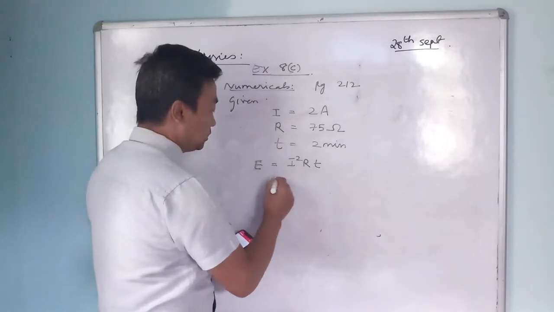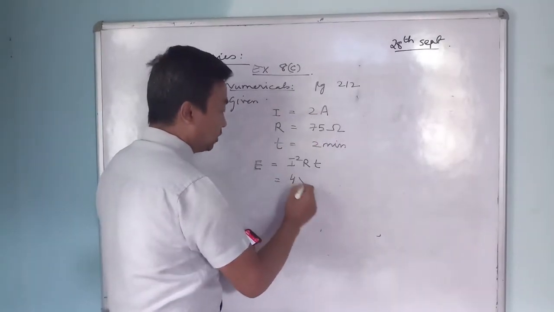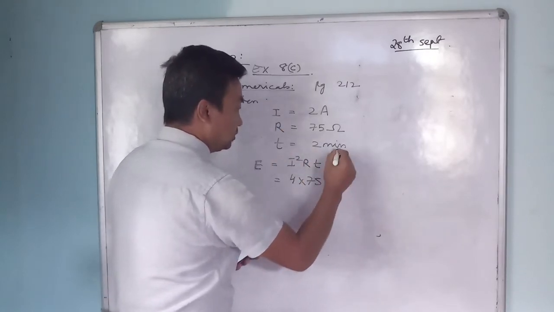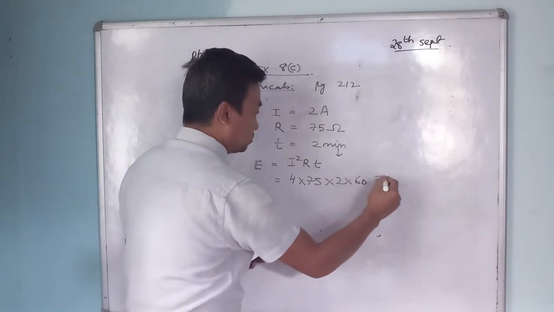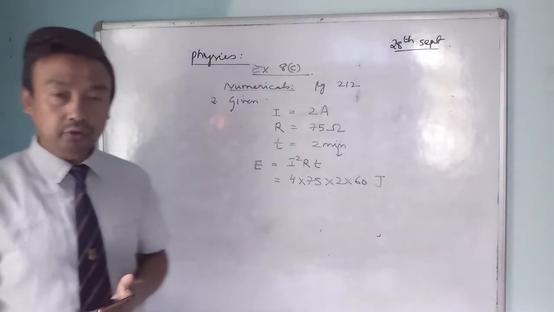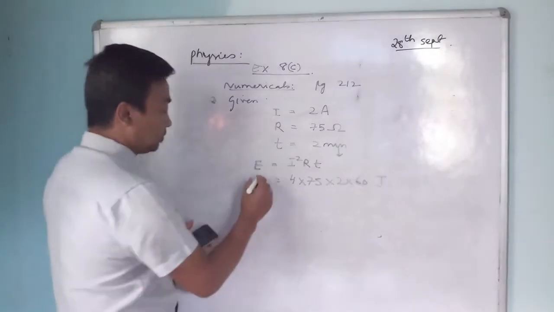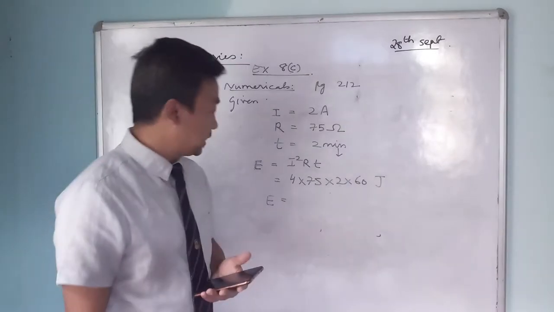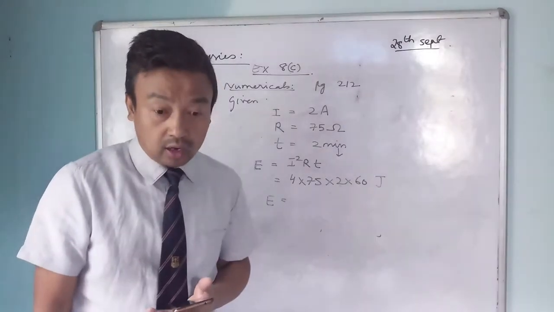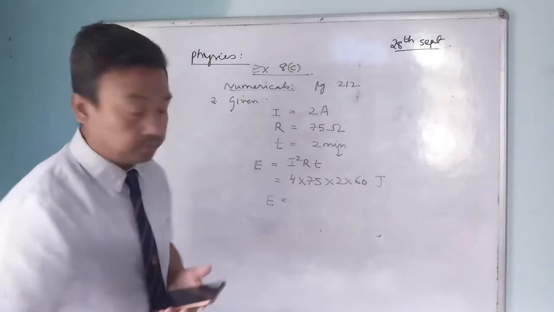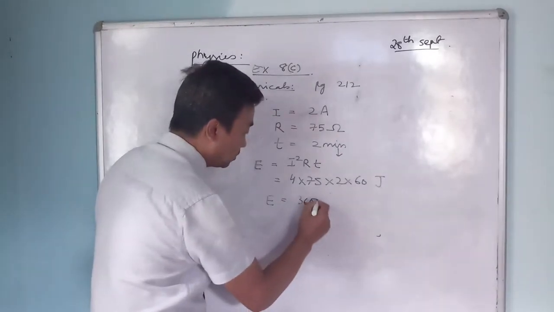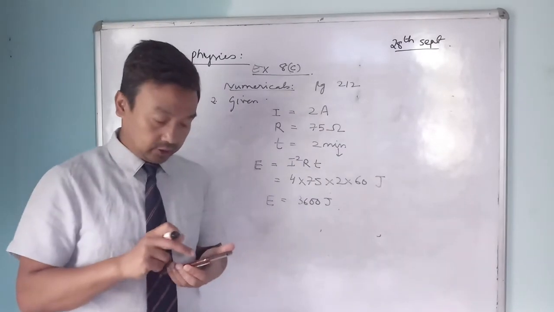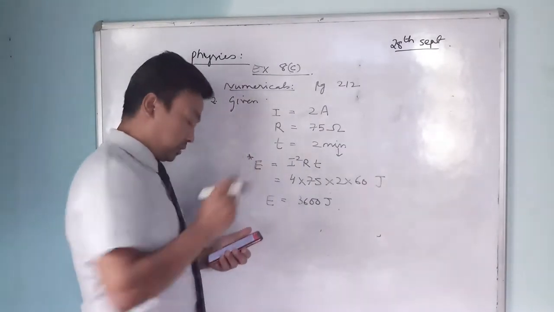Now current is given as 2, so 2 into 2, 4. Directly I multiplied by 75 and by 2 minutes. This minute needs to be changed into seconds, therefore the answer will come in joule. If you convert that minute into seconds, you will get the unit. If you multiply this 4 into 75 into 120, you will get around 36000 joule. So this will be the energy. Just multiply it, it's very, very simple. The key is to remember the formula.